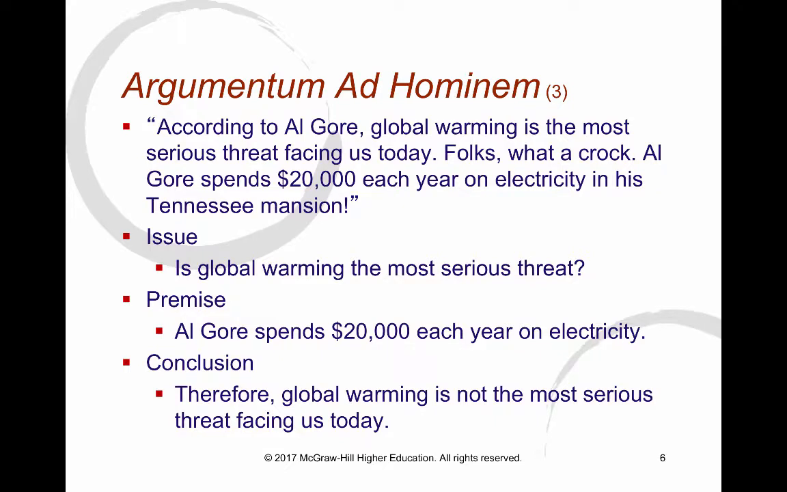Here's another argument using the ad hominem fallacy. According to Al Gore, global warming is the most serious threat facing us today. Folks, what a crock. Al Gore spends $20,000 each year on electricity in his Tennessee mansion.